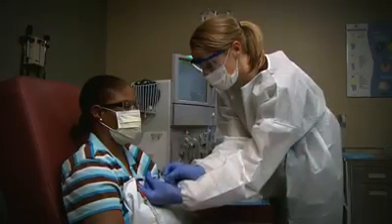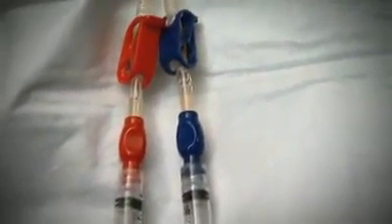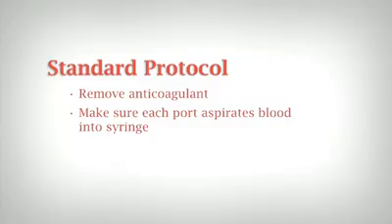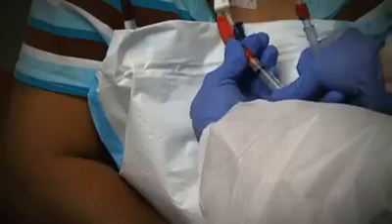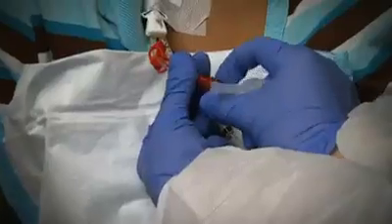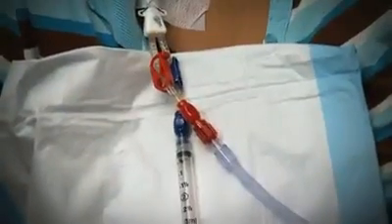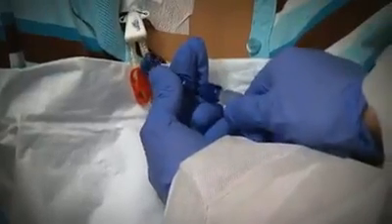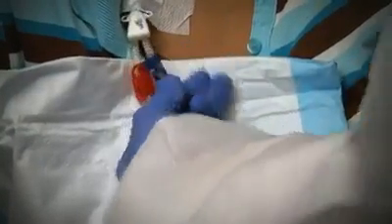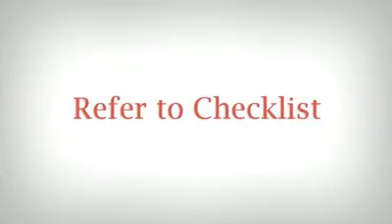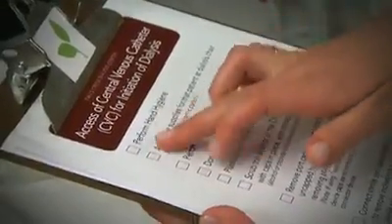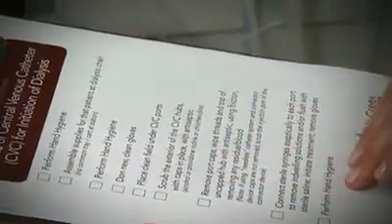After you clean each hub, connect a sterile syringe to the luer lock hub. After the hubs are cleaned, standard protocol is to remove the anticoagulant and to check to make sure each port is able to aspirate blood into the syringe. Next, remove the syringes one at a time and connect the dialysis bloodline to the luer lock hub. Do this before removing the second syringe and connecting the second dialysis bloodline. To ensure safety, refer to the Access of Central Venous Catheter for Initiation of Dialysis checklist to make sure that you always follow proper procedure.